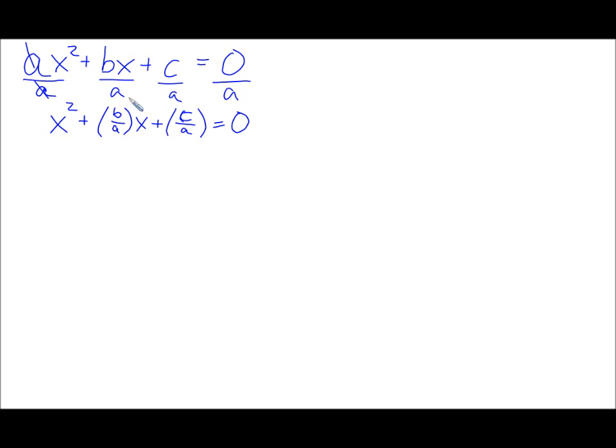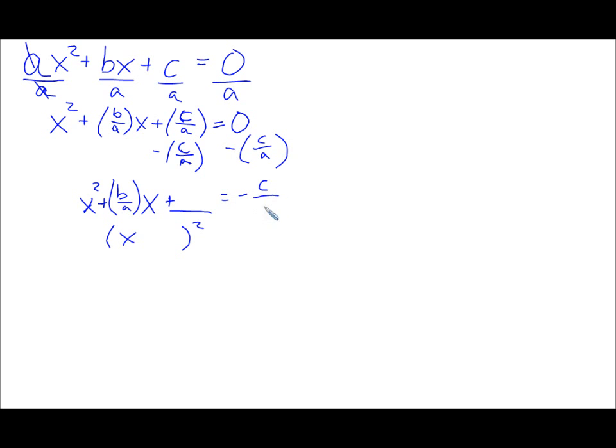Let's go ahead and get the constants to the right, the regular old numbers. In this case, it's just the value c over a. Subtract it from both sides. We end up with x squared plus b over a x. Because we have an x squared term and an x term, we want to complete the square. We want to find out what value we can add that will make it a perfect square, and then express it as a perfect square. I'll get to that in a moment. On the right-hand side, this is still equal to negative c over a.